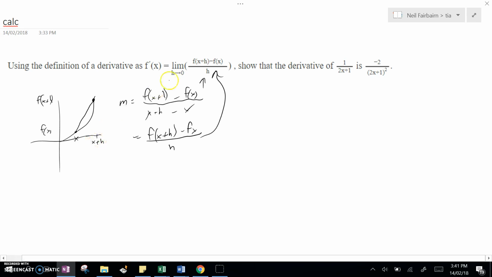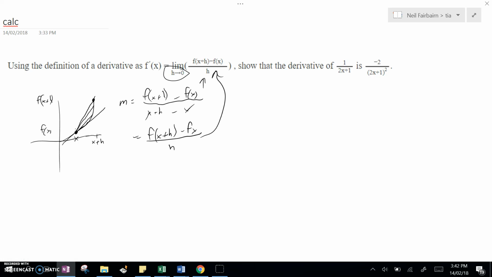What they are doing is they're making h approach 0. So this is going to get smaller and smaller and smaller to the point where h is approaching 0, and what you will be left with is just the slope at that instantaneous point. And there's the definition of your derivative.